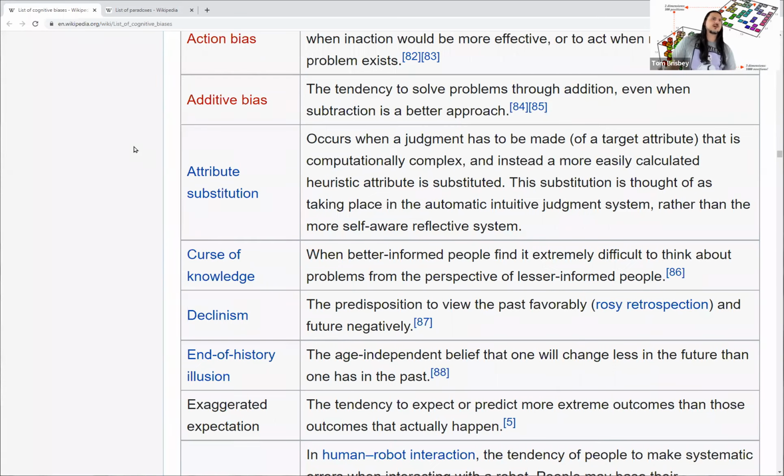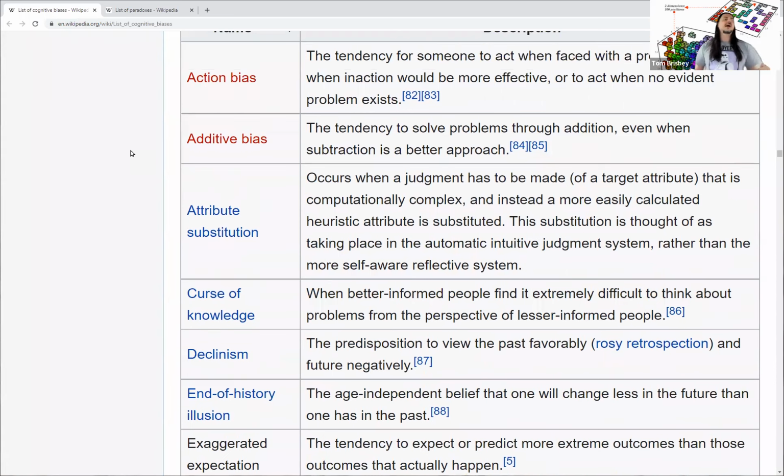Attribute substitution, when a judgment has to be made that is complex, and a more easily calculated attribute is substituted. It's thought of as taking place in a judgment system rather than a more self-aware one. So it's the difference between math and feelings, really. The attribute substitution is the desire to simplify an interaction. That also follows the spectrum. How simple you can make an interaction and how accurate you can keep that parallel determines how fast you'll be able to get there compared to someone else. When you get it wrong, it's attribute substitution. Your metaphor is bad. You got to fix it.